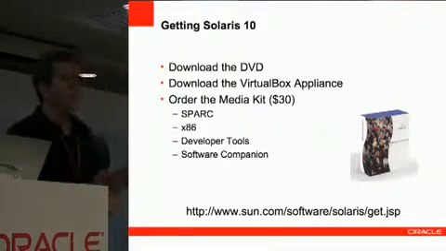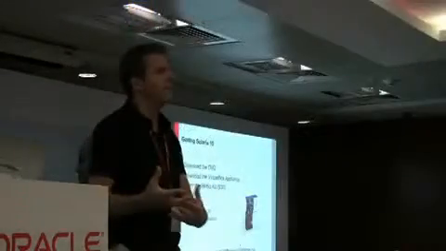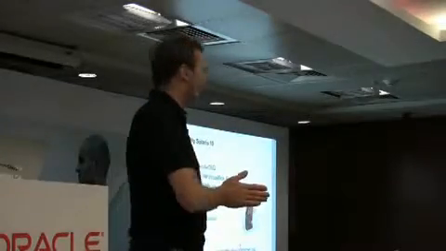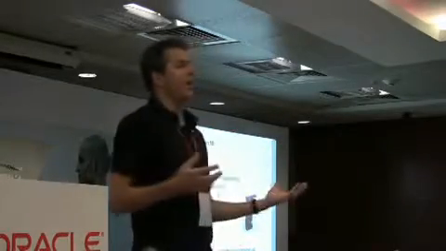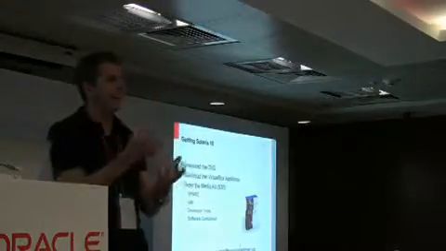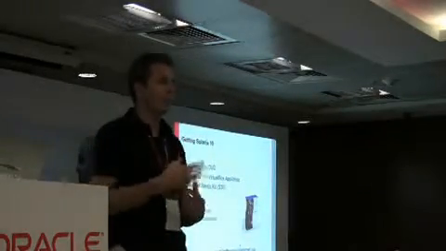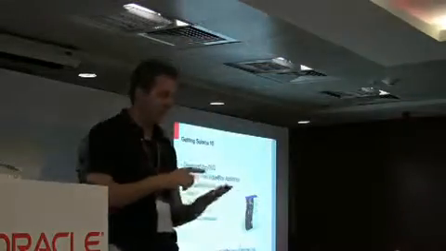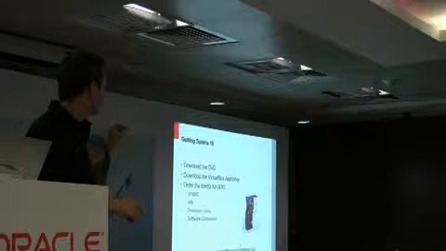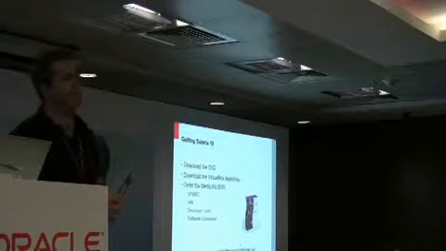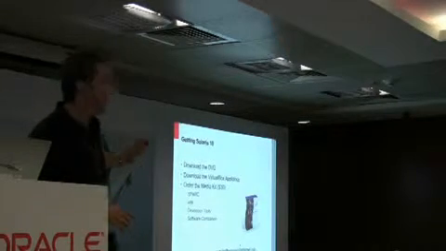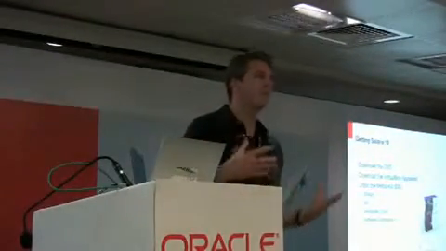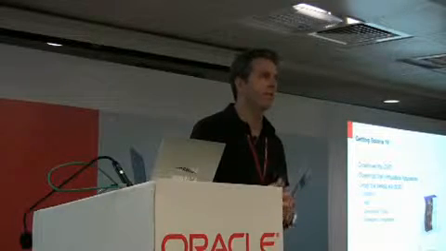The option I'm using is the second one, the virtual appliance. That's what I downloaded, and now it's being imported into VirtualBox, which should finish relatively soon. And if you have $30 and you like having the materials in your hands, we will ship you what we call the media kit. It's a nice little DVD case that includes 4 DVDs, Solaris for SPARC and x86, as well as a CD with developer tools and another CD with additional companion software. That's a bunch of open source software that runs on Solaris.